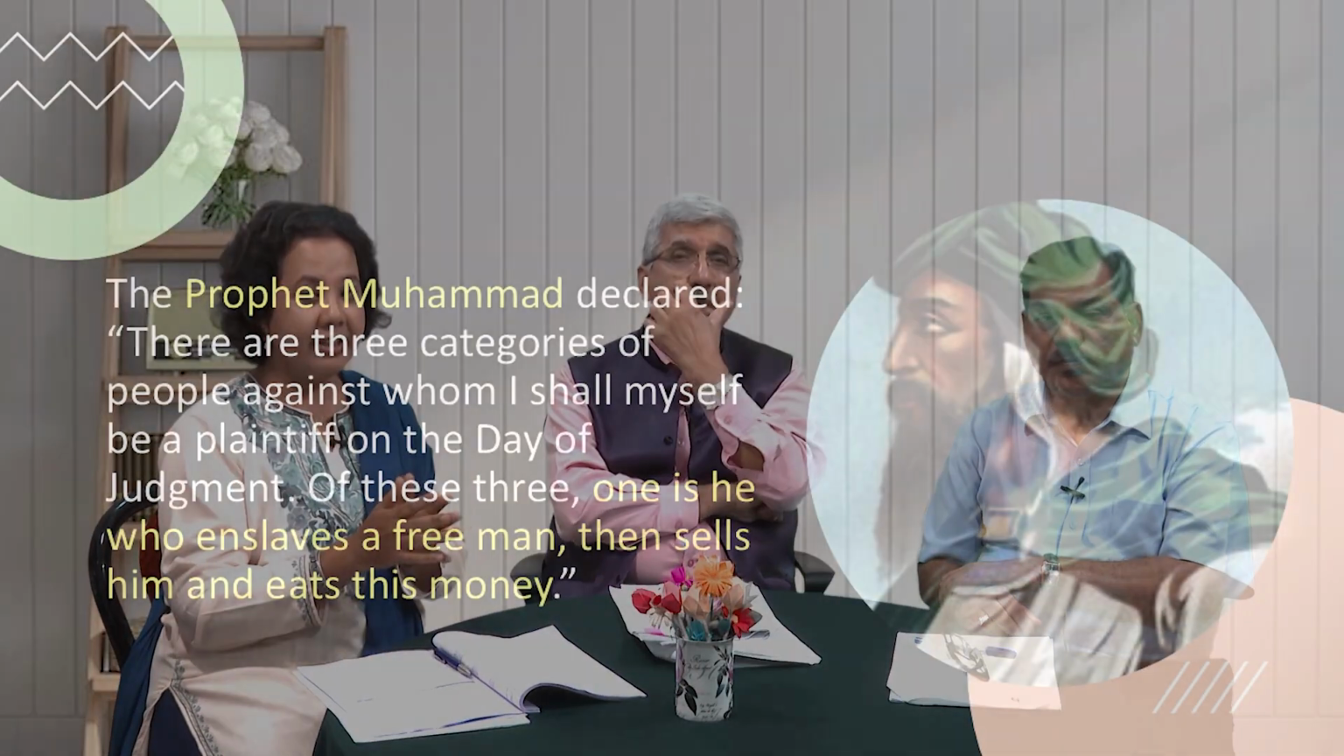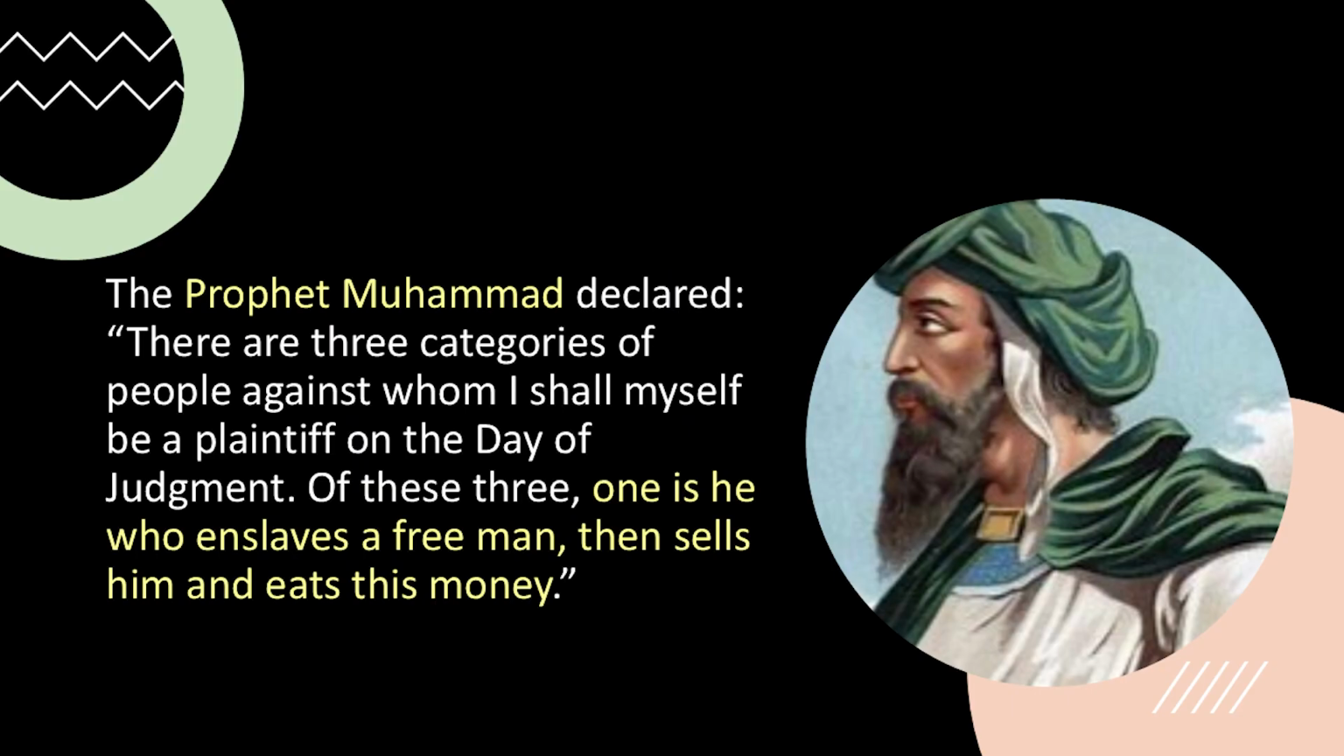Another interesting system we can see in Islam, which spoke about anti-slavery actually. The Prophet Muhammad has declared, it has been written in one of the historical articles which I was just going through, that there are 3 categories of people against whom I shall myself be a plaintiff on the day of judgment.